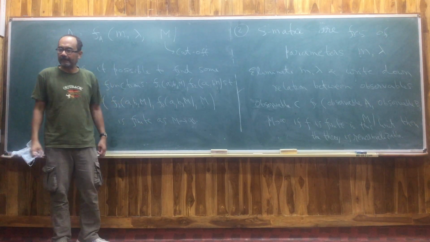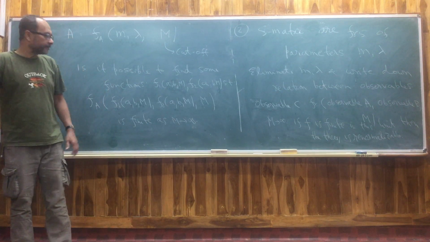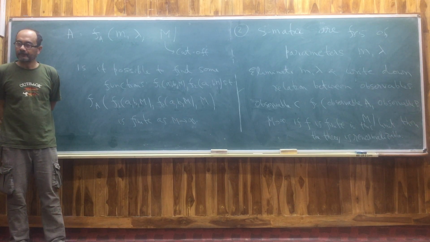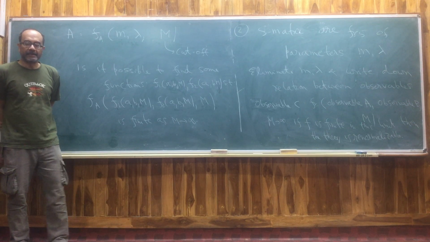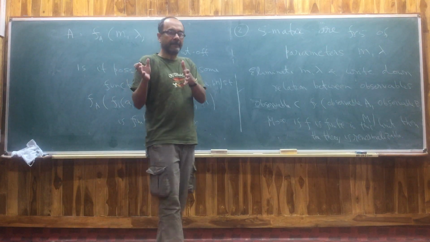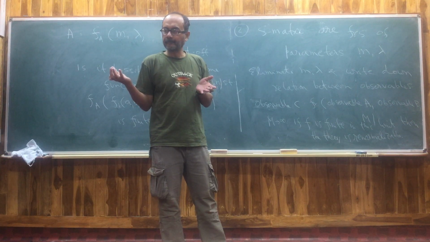Then we calculate an S matrix element, which will be given as a function of a and b. Now you take M to infinity. If this function can be made finite, then we are done. Why are we done? Because then when you calculate any S matrix element as a function of a and b, they are finite as M goes to infinity.